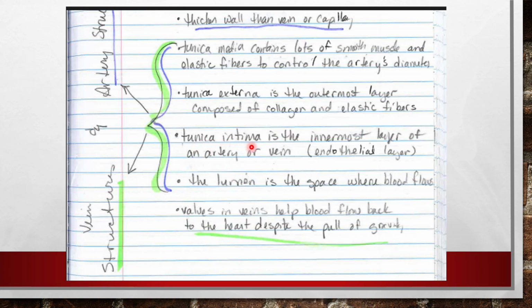Tunica intima is the innermost layer of the artery or vein. It is an endothelial layer. And we've seen the word lumen before, so lumen is the space where blood flows. This last component is highlighted only green because it only applies to vein structures. Veins have valves. So the valves in veins help blood flow back to the heart despite the pull of gravity.